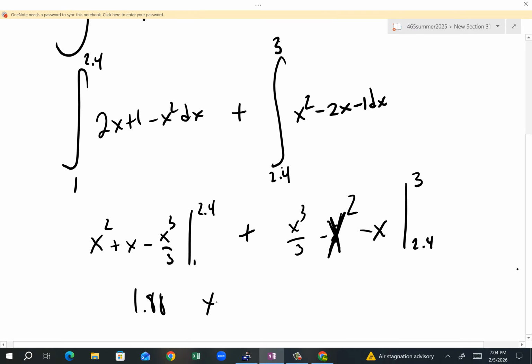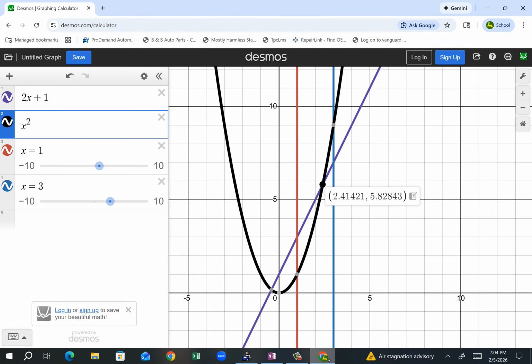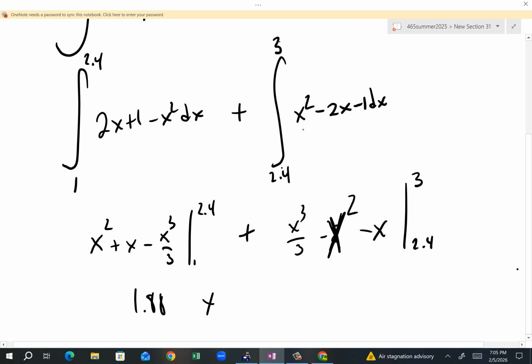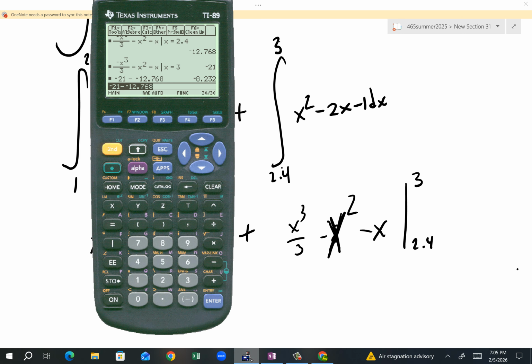Uh-oh. Something went terribly awry. Let's go look at our graph again. We did black, which is x squared, minus the other two, from 2.4 to 3. Okay, let's try it again. I did black, which was x squared, minus these guys. I feel like I messed something up. Let's try it again. Let's not put the negative in front of the x cubed this time. You with me? What an idiot.